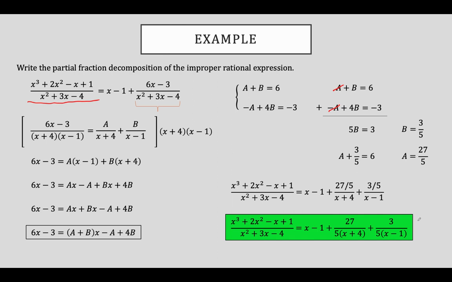Okay, so there is your partial fraction decomposition of improper rational expressions, meaning the degree of the numerator is greater than or equal to the degree of the denominator. And that just means we need to start off by completing polynomial long division first. And then we can decompose the fraction.